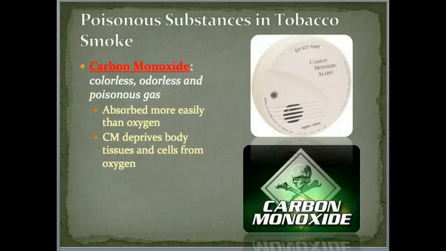Another poisonous substance in tobacco smoke is carbon monoxide. It's a colorless, odorless, and poisonous gas. It's absorbed more easily than oxygen, and oftentimes will replace oxygen in the bloodstream and be absorbed by the body as opposed to the amount of oxygen that we should have. Not that it's going to completely cut off your oxygen supply, but enough to prevent you from getting the level of oxygen that you need. And carbon monoxide is going to deprive the tissues and cells of that oxygen if we're not getting enough.